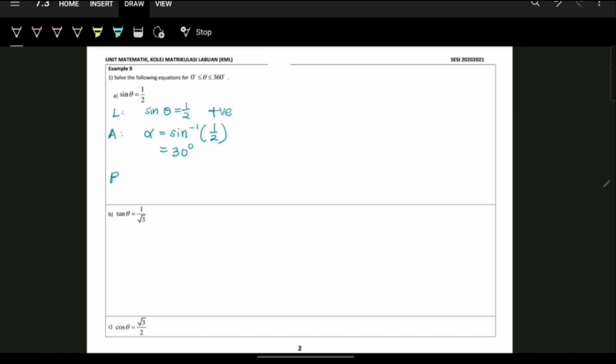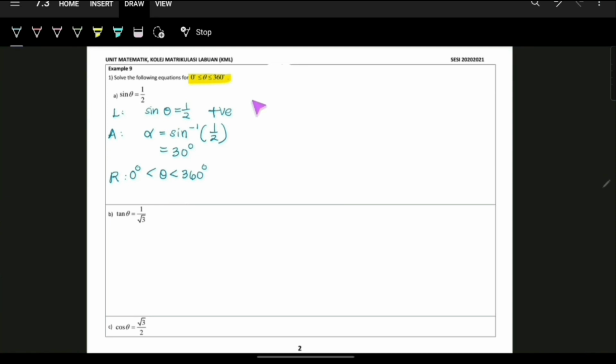Proceed to R, the range, which must be given by the question, which is this one. So we write it again here: theta is greater than 0 and less than 360. Because it's theta, it's theta here. If here is 2 theta, you must multiply this whole thing by 2, and your range will have 2 theta here.